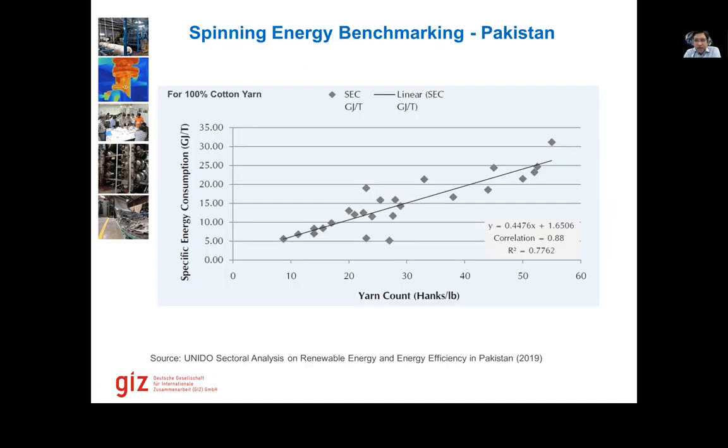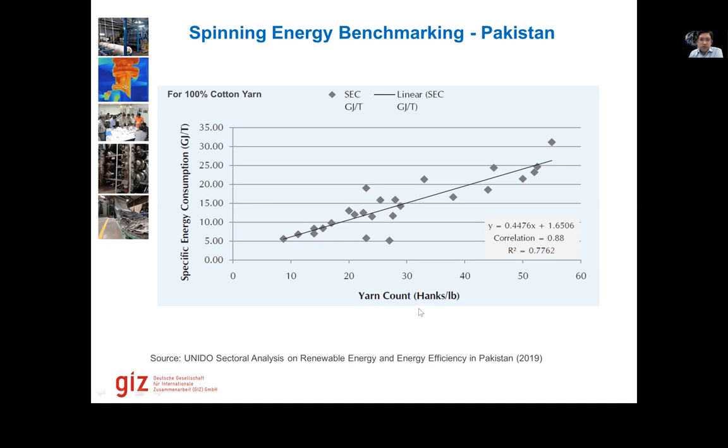This is one of the regression analyses that we did for 35 textile companies in Pakistan for UNIDO. And these were spinning mills. You can see for 100% cotton, this was a simple regression because we did not have too much data available, but we got a slope value: y = 0.4476x.